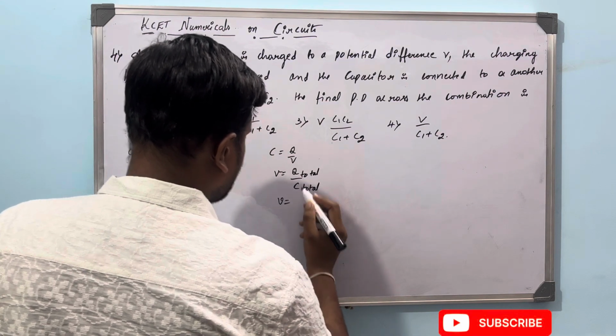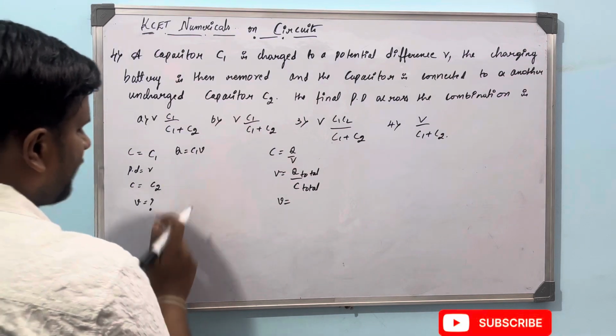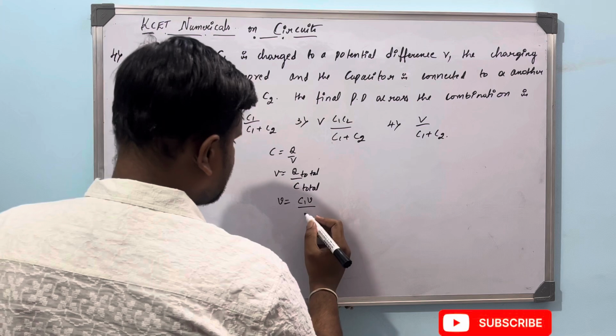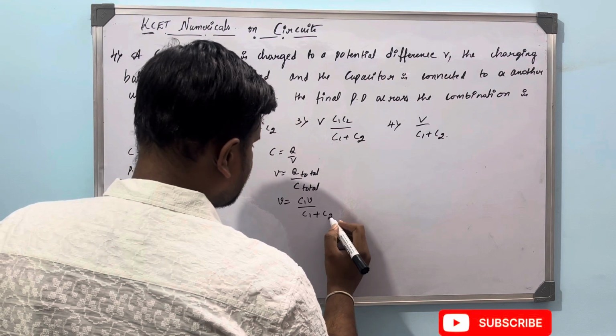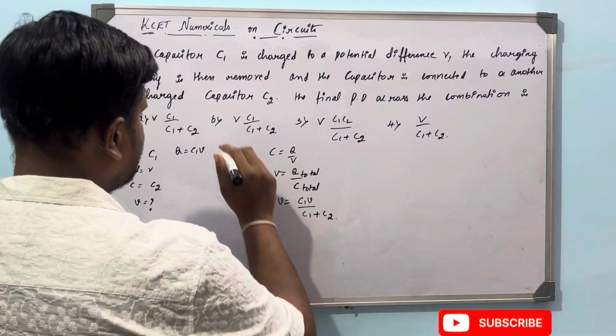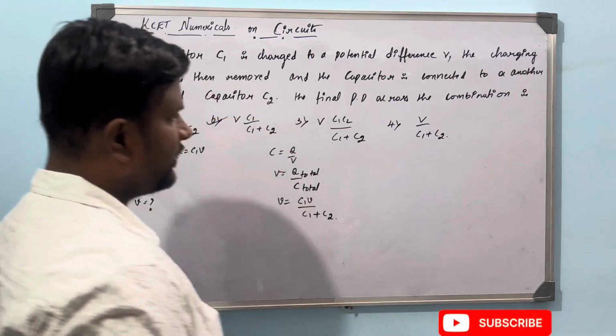So V is equal to, what is Q total? Q total we have got only C1 into V, divided by C total, which is C1 plus C2, okay. So now the answer is C1 into V divided by C1 plus C2, okay. So this is the required solution.